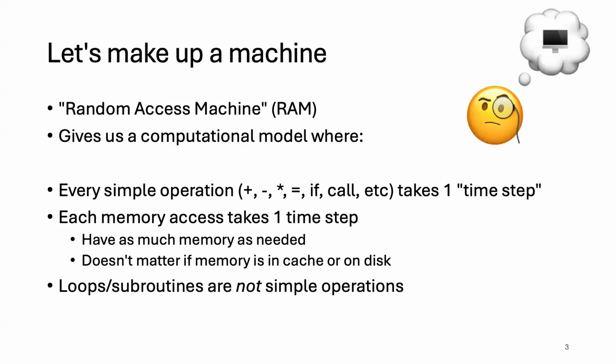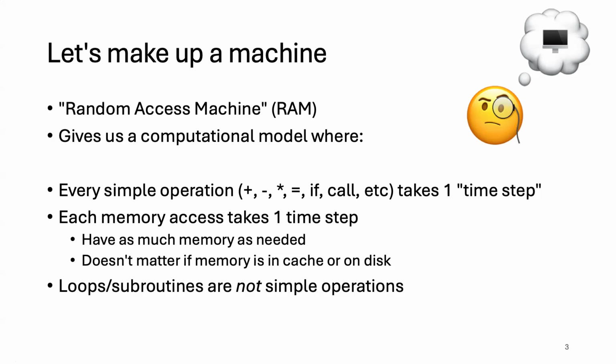All right. So we're going to make up a machine. We're going to design this computer and we're going to call it a random access machine, which gives us this computational model. And it gives us this model where, let's just say that every simple operation is going to take one time step. So whether we're adding numbers or doing some arithmetic, or maybe assigning a variable with the equal sign, or if we've got an if statement or calling a method or calling something else in the code, all of that takes one time step.